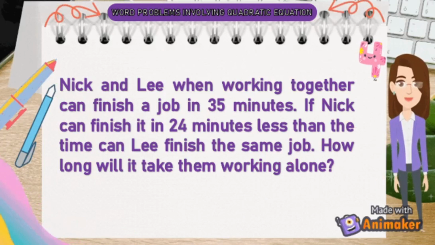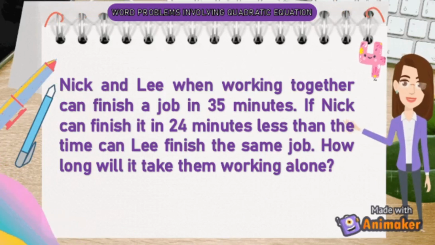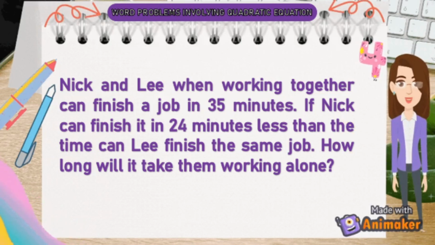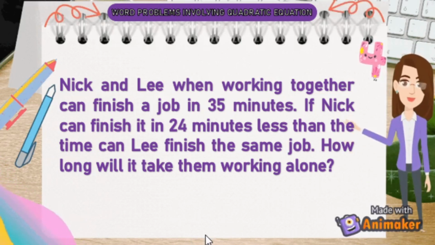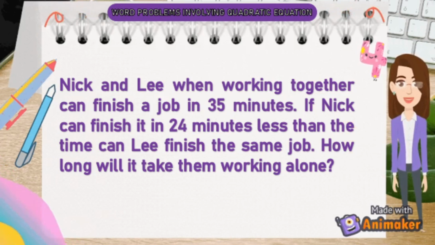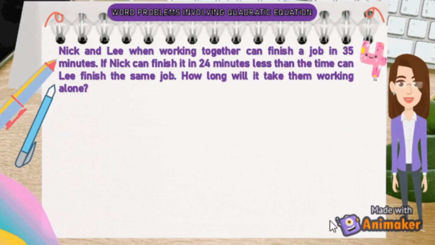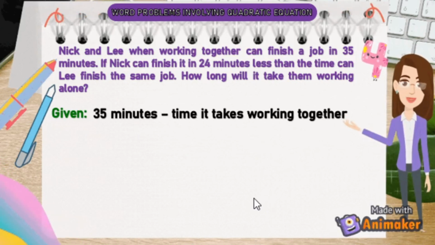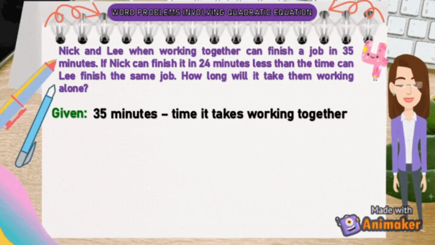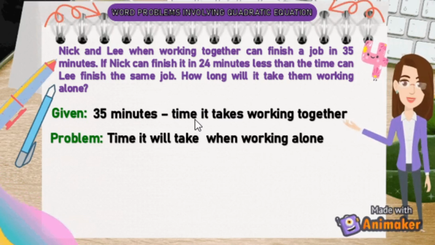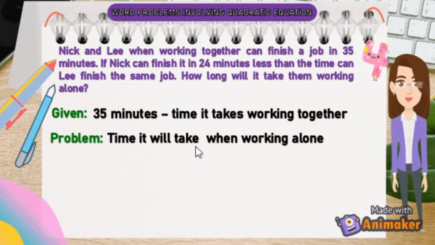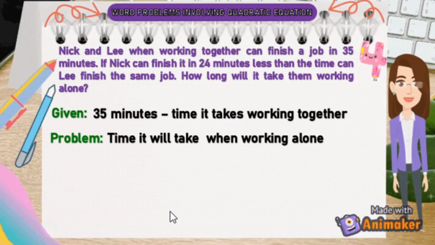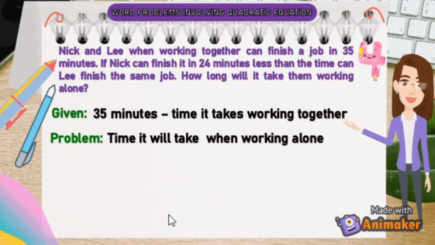Problem number 4. Nick and Lee, when working together, can finish a job in 35 minutes. If Nick can finish it in 24 minutes less than the time Lee can finish the same job, how long will it take them working alone? So, the given is 35 minutes. This is their time together to finish one job. Then, the problem is the time it will take them when working alone. So, what is their time when each works alone? How long will it take each of them to finish if working alone?